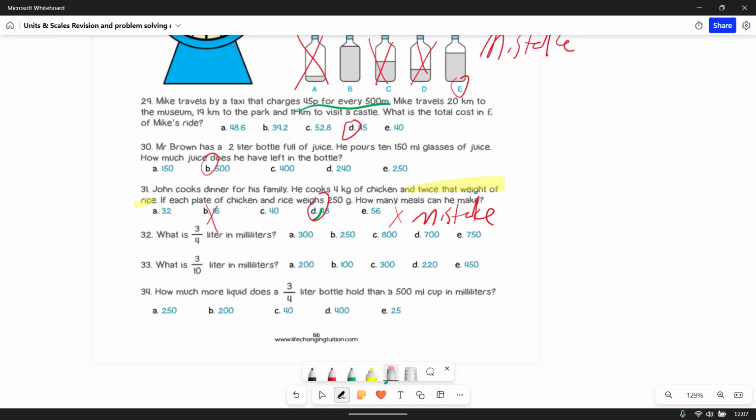Okay, 3/4 of a litre in millilitres. That'd be 750. So 32 should be E. 33, 3/10 of a litre in millilitres is 300 millilitres. So C. And how much more liquid does a 3/4 litre hold? So 750 take away 500, so 250. Okay, that ends our questions on units and scales, and we'll see you in the next video.